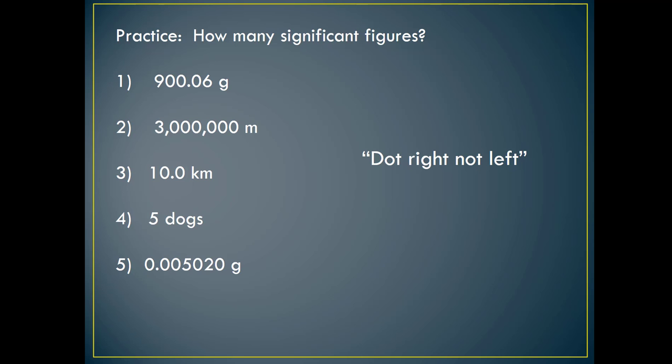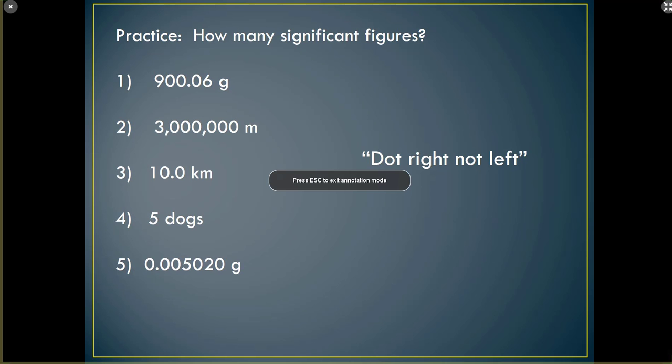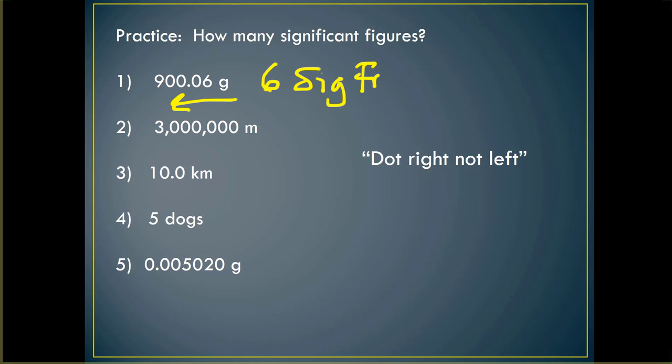All right, we're back. Let's figure out how many sig figs are in each one of these. In this first one, there's a decimal there, so I'm going to start counting from the right. Counting over, I have six sig figs. Oh, I'm sorry, I counted wrong. 5 sig figs. 1, 2, 3, 4, 5.